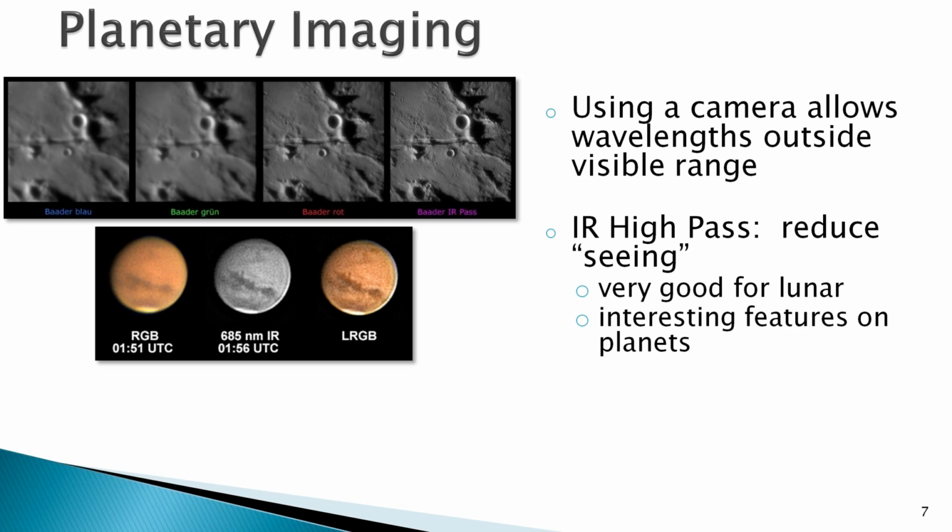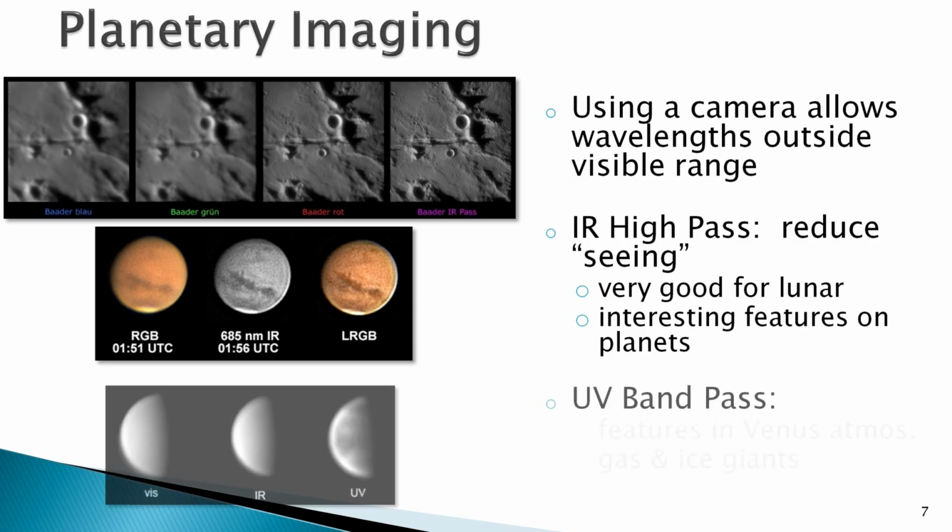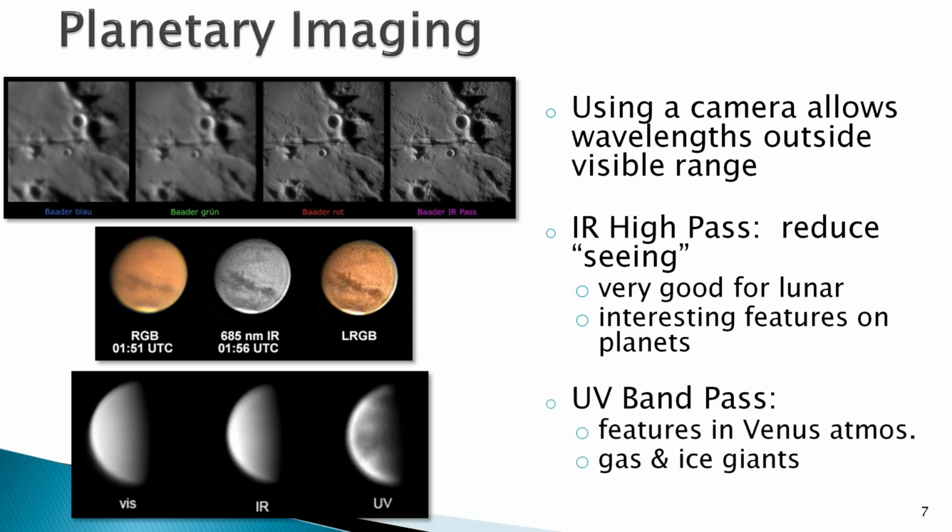I talk a lot more about imaging with IR pass filters in my video, Seeing Beyond the Visible, if you would like to learn more. UV band pass filters are also popular for those interested in imaging structure in the clouds of Venus, or for imaging different distributions of elements in the clouds of the gas and ice giants. There are few vendors of UV bandpass filters, so they tend to be expensive.